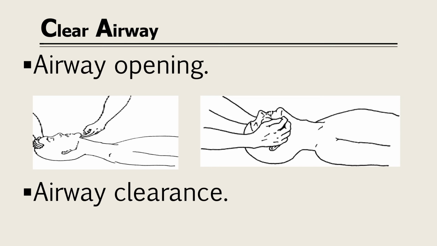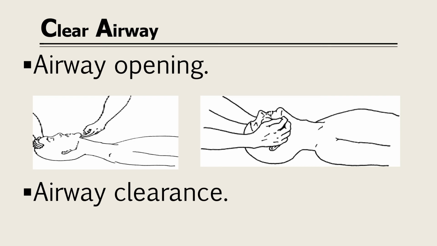For jaw thrust, you stand behind the patient, and then with the heel of the palm of your hand, you fix the maxilla to prevent tilting of the head, and then place the index and the other finger behind the angle of the mandible, and then push forward and upward. This will bring the tongue forward and leave the epiglottis open, and this will open the airway.